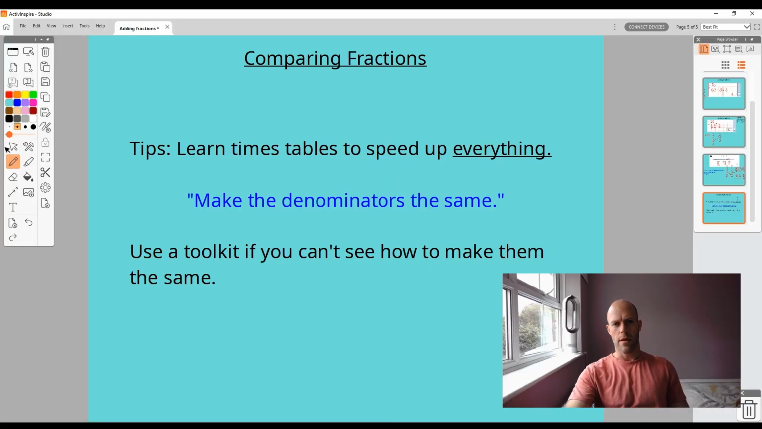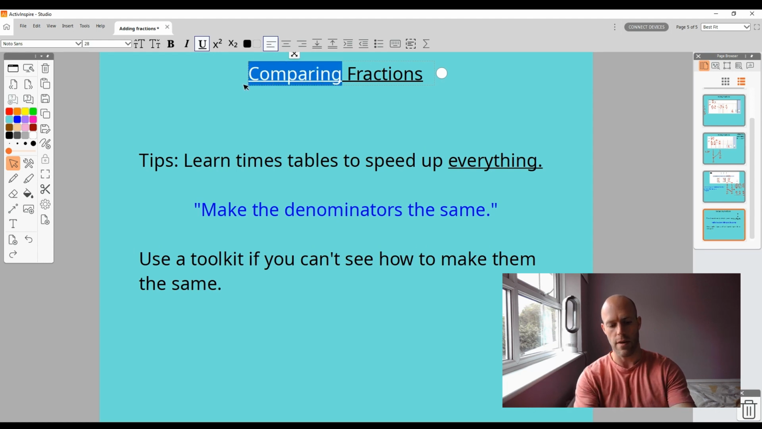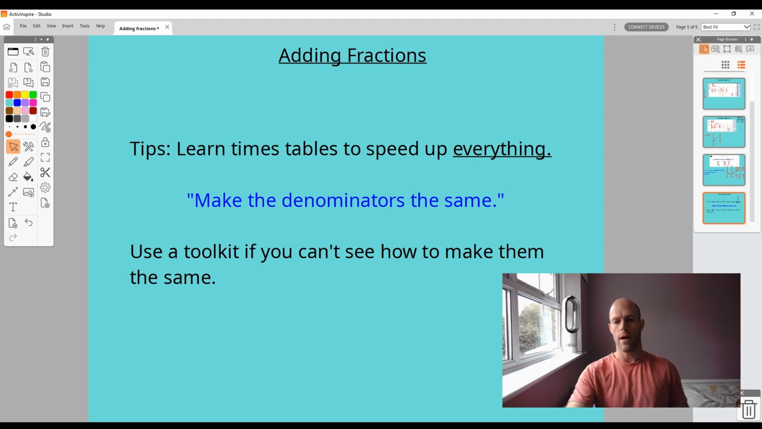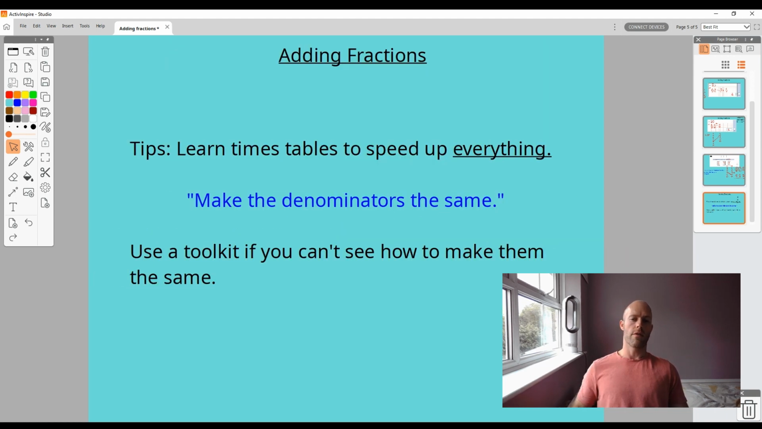I hope that was helpful. I've put down an incomplete title up here. There should be adding fractions, but the same thing applies really. If you're making the denominators the same, then you've got every chance of answering these questions, whether it is a reasoning question or whether it is an arithmetic question as well.